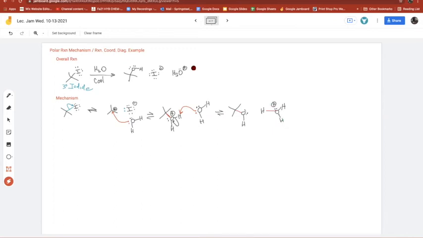But for a reaction coordinate diagram, we need a little more details. This step here, that's the rate determining step, and it's endothermic. This next step is exo. It's not rate determining, it's a fast one. And the last step, it's exo as well. And the overall reaction is exothermic.